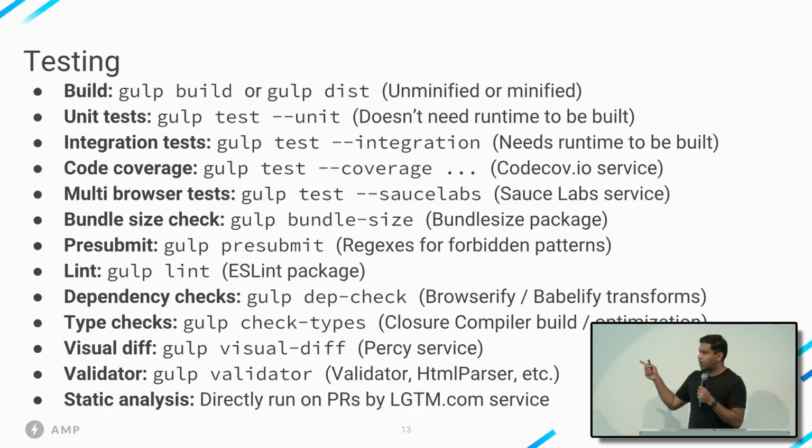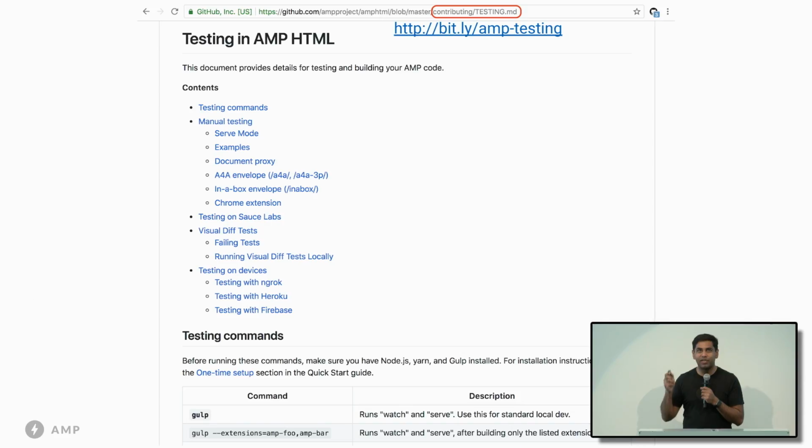So if you're curious about all this and you didn't pull out your phone right now to take a picture of it, you don't have to, because all our testing tools are described on our documentation page. The bit.ly link up there, bit.ly/amp-testing, should take you to this page. And you will see a detailed list of the hundreds of commands we use for testing AMP.